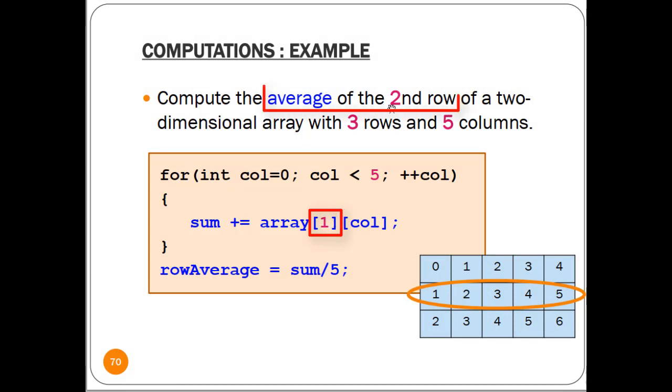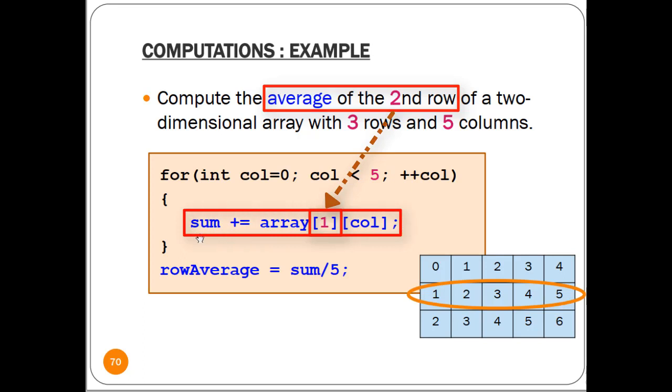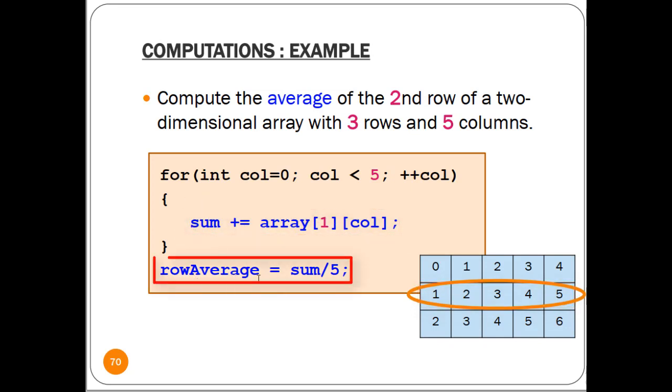Since we want to find the average of the second row, which has index 1, we fix the row number as 1. Here we have the accumulator variable: sum += array[1][column]. 1 is the row, which is fixed, but column will iterate from 0 until 4. The value of each element will be added to sum. Then to get the average, it would be sum divided by the total number of columns, which is 5.